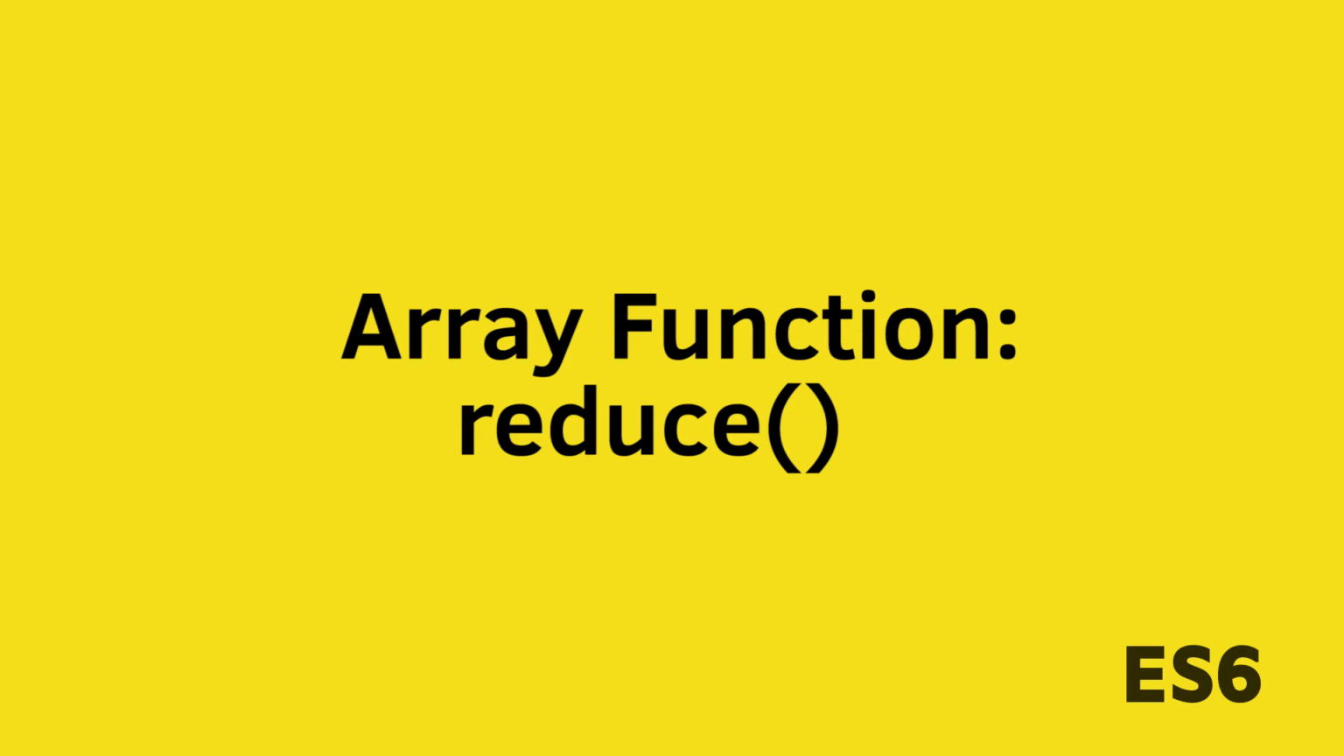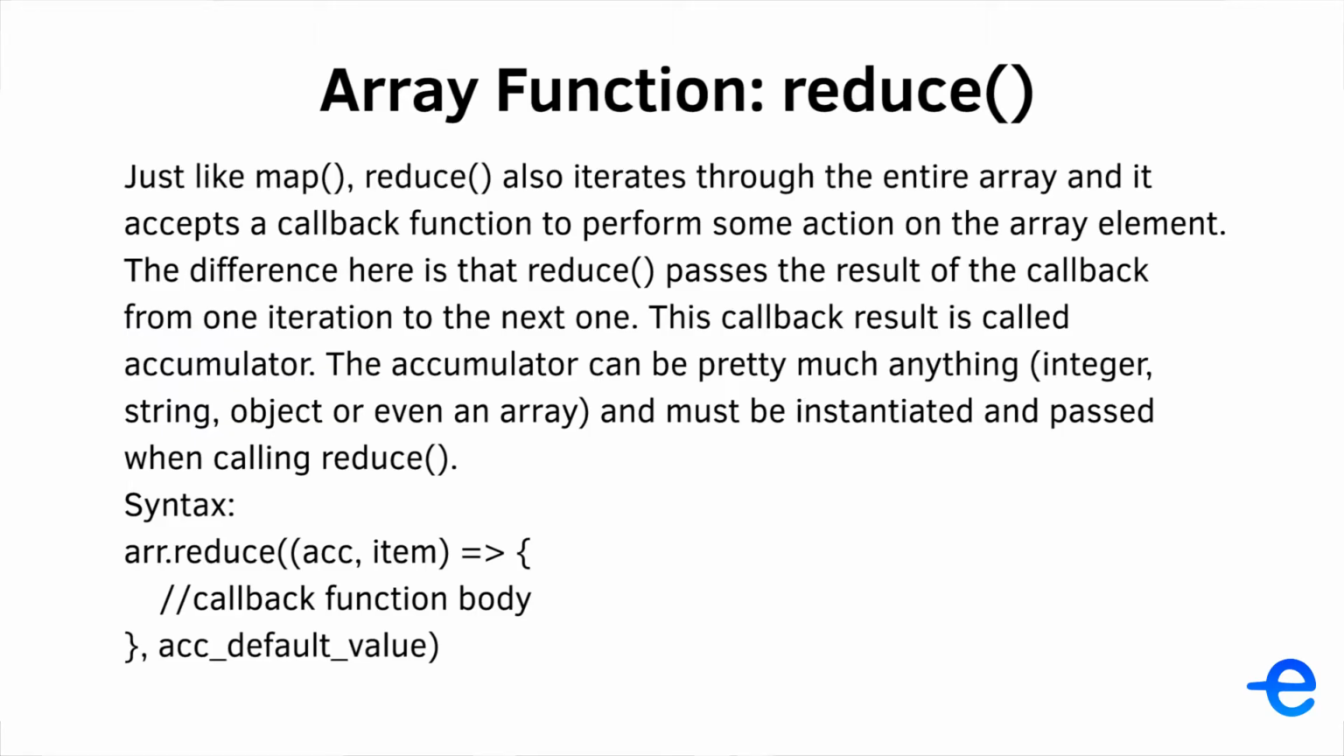In this video we will learn about a new array function called reduce. Just like map, reduce also iterates through the entire array and it accepts a callback function to perform some actions on the array items. The difference here is that reduce passes the result of this callback from one array element to the next one. This result of callback is called accumulator.